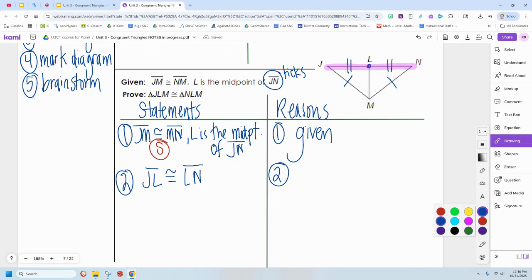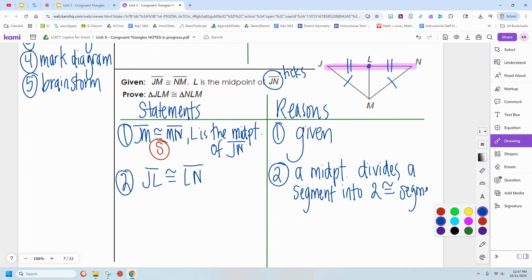What were we given? We were given a midpoint. What does a midpoint do? It divides. What does it divide? It divides a segment into two congruent, so we could use the symbol, segments. That's now a complete statement-reason pair.